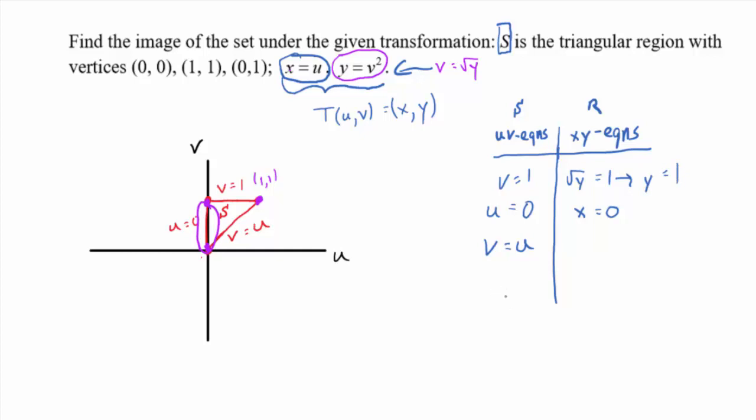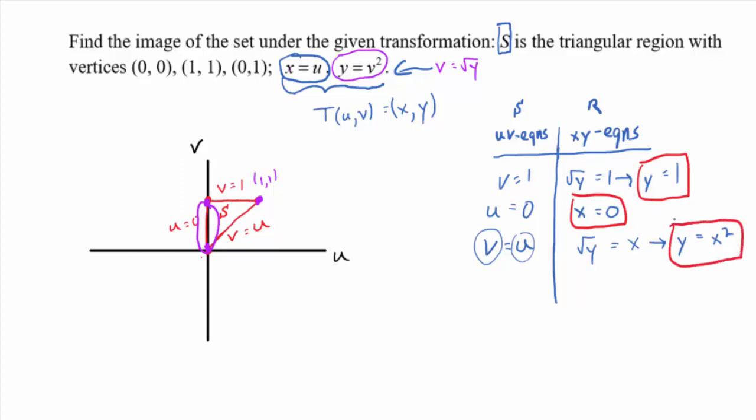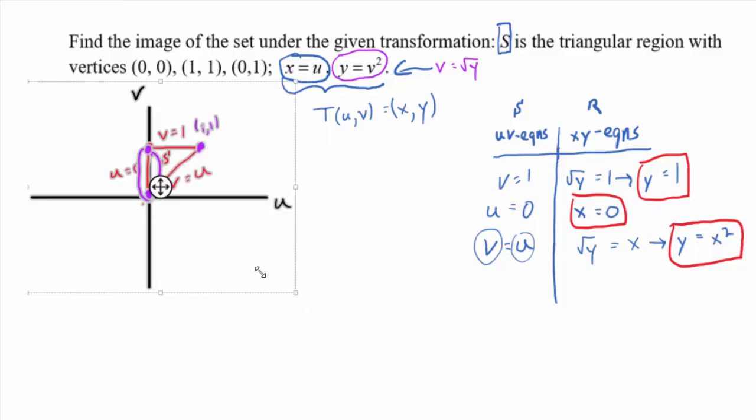And then v equals u would be like saying the square root of y on this side equals x on this side. Or if you square both sides, y equals x squared. So I'm going to say that these are my transformed boundary equations for my region R in the xy plane. Does that make sense? You could graph the result if you want. I think that's how I presented the answer.